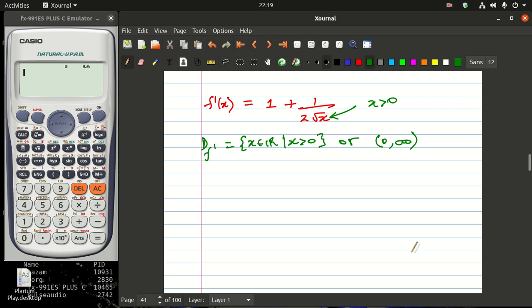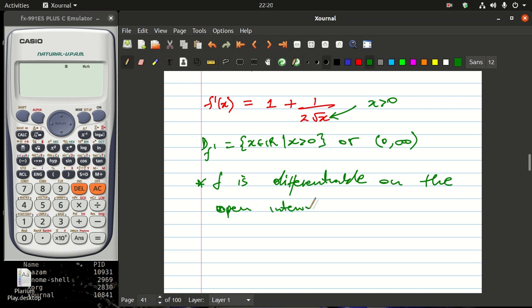What this simply means is simply saying that f is differentiable on the open interval 0 to infinity. So because the domain of this is actually this, f is differentiable on that interval, or you can say it's differentiable on its domain.